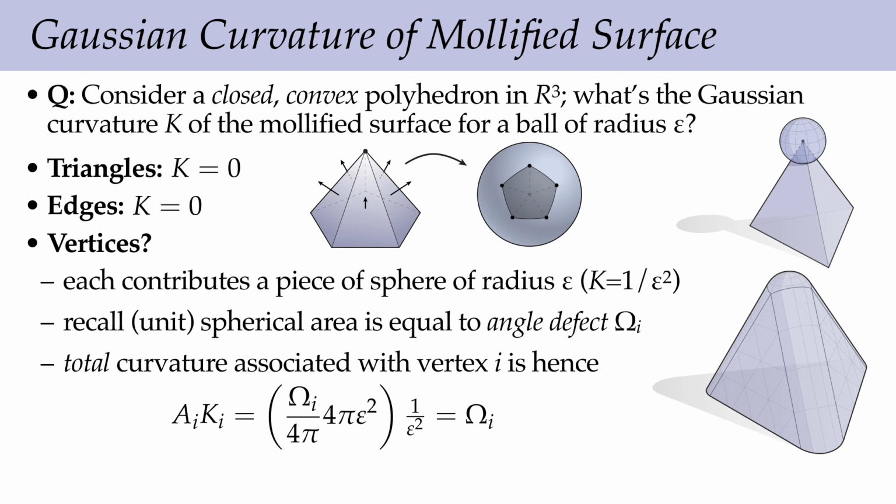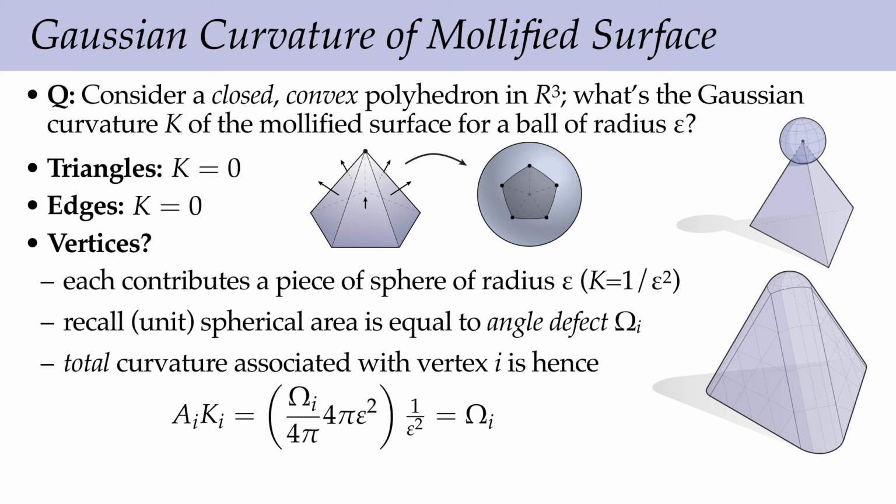So let's be sure we're thinking about what we're saying here. This quantity is the Gaussian curvature of that little spherical piece on our mollified surface. And what we just discovered, a little surprisingly, is no matter what epsilon is, no matter how much we rounded out the surface, the total Gaussian curvature of that little piece is always the same.